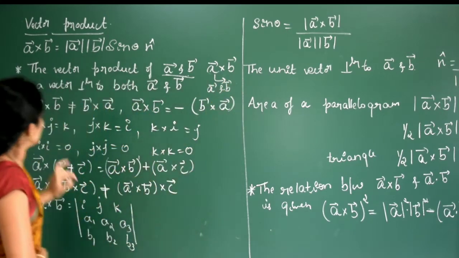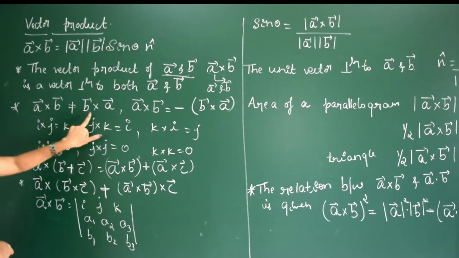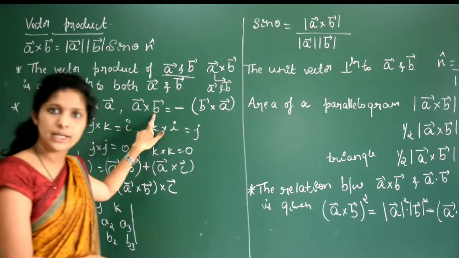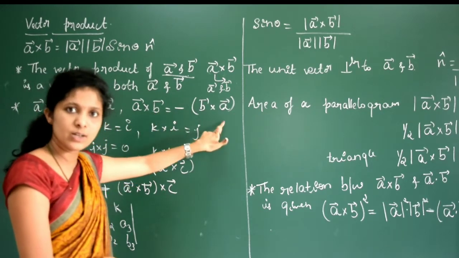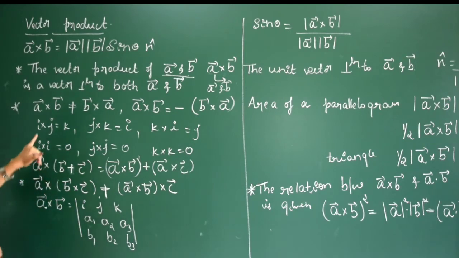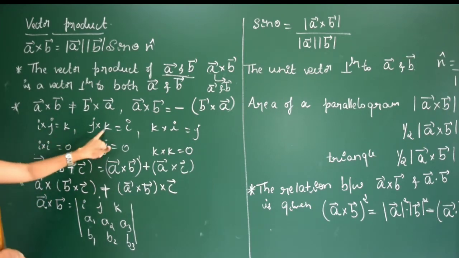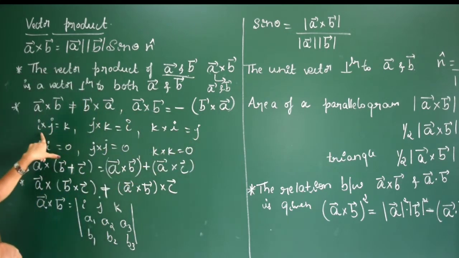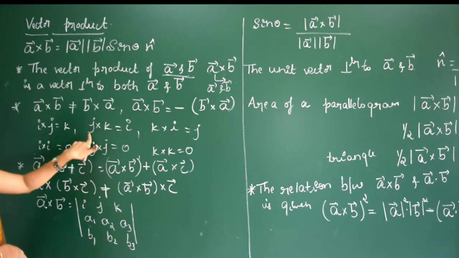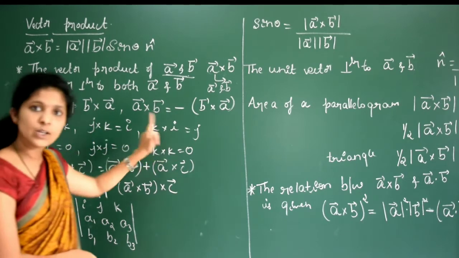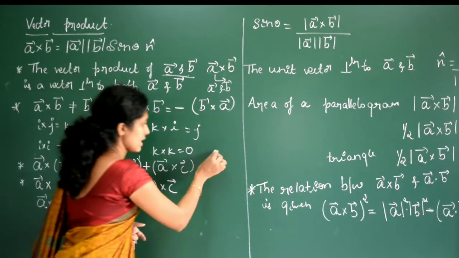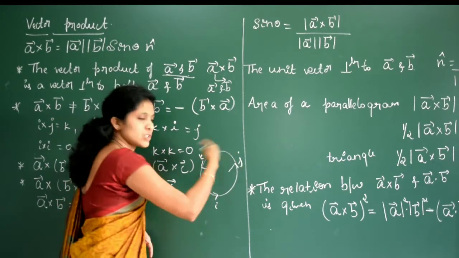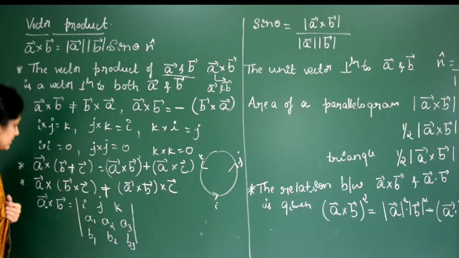See, A vector cross B vector is not equal to B vector cross A vector. It is not commutative. So A vector cross B vector will be equal to negative of B vector cross A vector. We have studied this in the theory. I cross J will be K. J cross K is I. K cross I will be J. If I want to find J cross I, it will be minus K. K cross J will be minus I. I cross K will be minus J. This is like this: I, J, K. If the direction is opposite, then it will be a negative one.